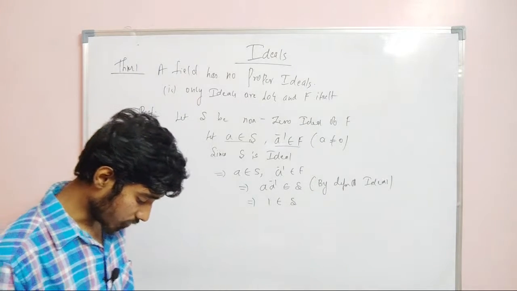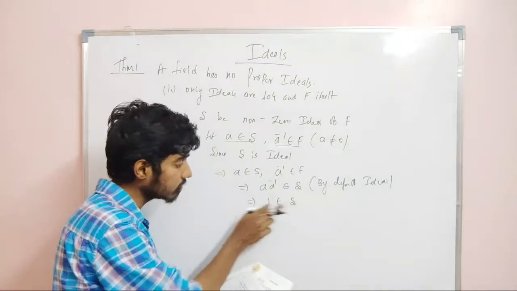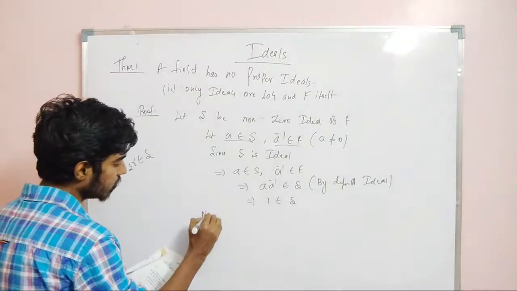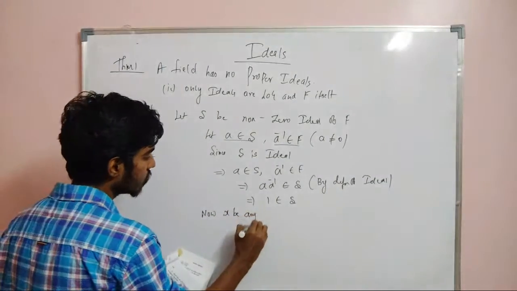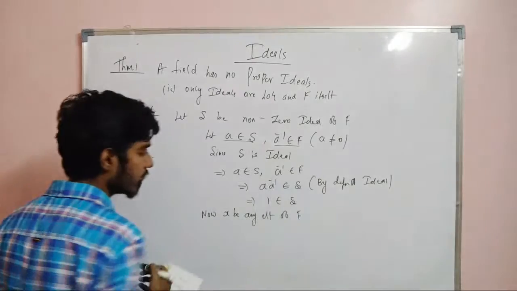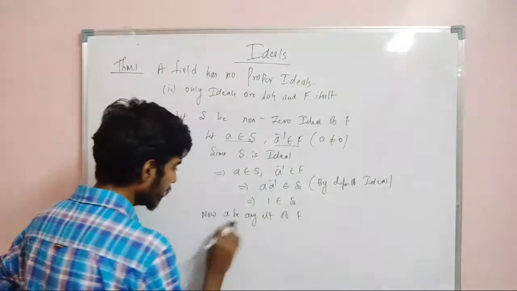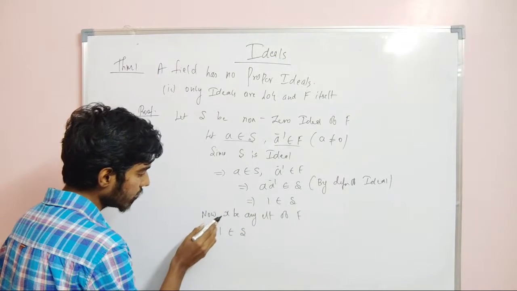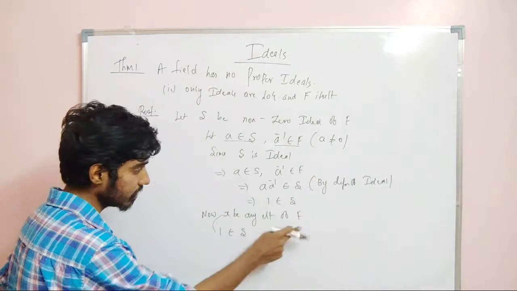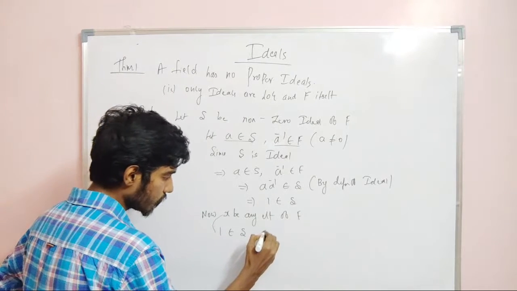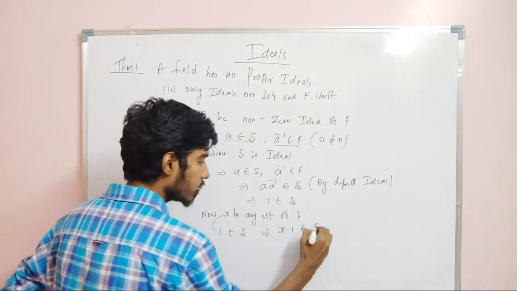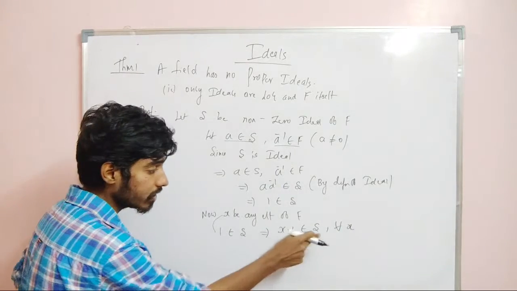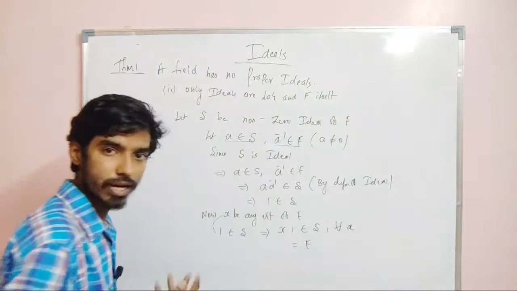Now let X be any element of F. Since 1 belongs to S, what can you conclude about X into 1? X is in F, 1 belongs to S. So this implies X into 1 belongs to S for all X. Now if I vary all X, I will get this S to be equal to F, because we will get the entire set, right?